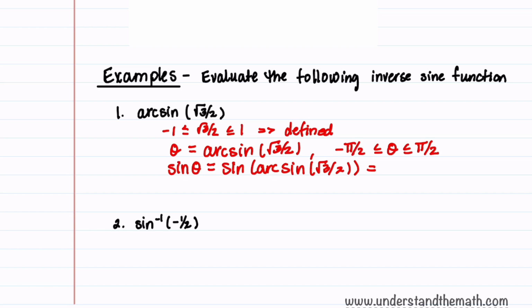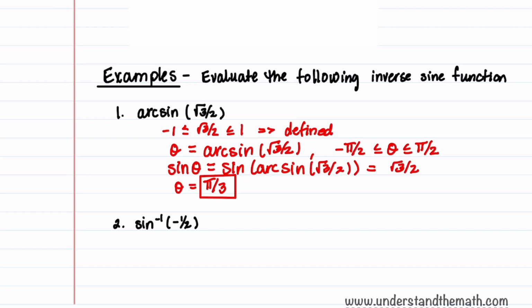Since the arcsine is defined for root 3 over 2, this expression is just equal to root 3 over 2. When sine theta is equal to root 3 over 2, theta is going to be equal to pi over 3. So arcsine of root 3 over 2 is equal to pi over 3.